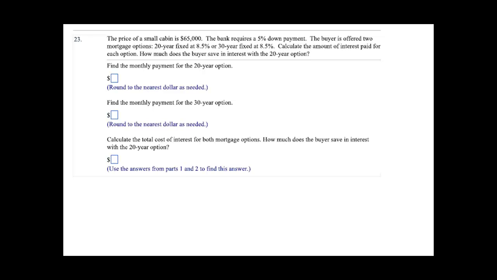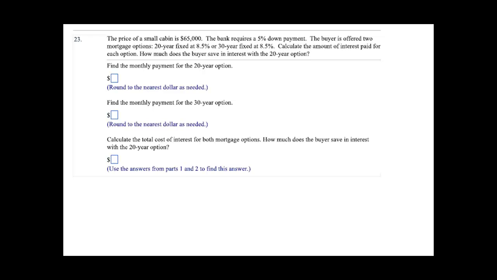The bank requires a 5% down payment. The buyer is offered 2 mortgage options, 20-year fixed at 8.5% and 30-year fixed at 8.5%. Calculate the amount of interest paid for each option. How much does the buyer save in interest with the 20-year option?